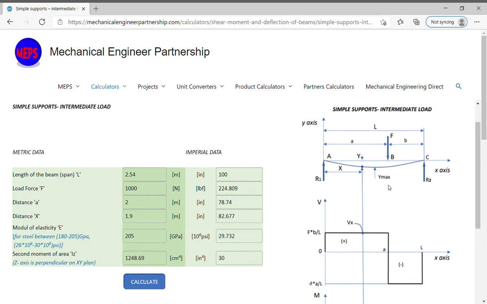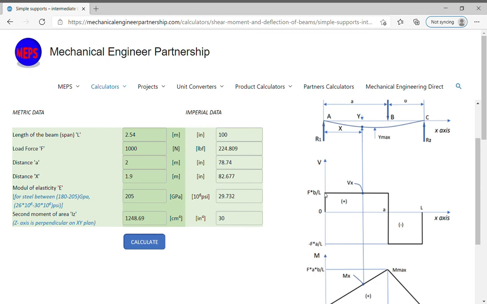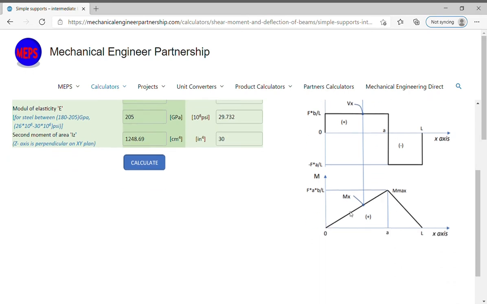Analyzing the graphic we observe the shear force is positive between points A and B, and negative between points B and C. The maximum absolute value of shear force is related to distance a. Bending moment is a linear function of the x coordinate, positive and maximum in absolute value at point B, the point of application of force, and 0 at the extremities.